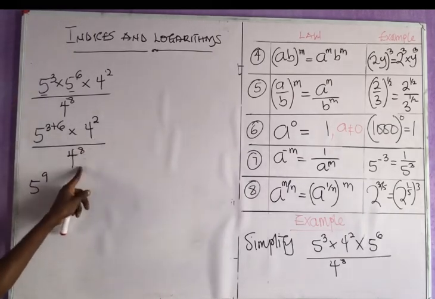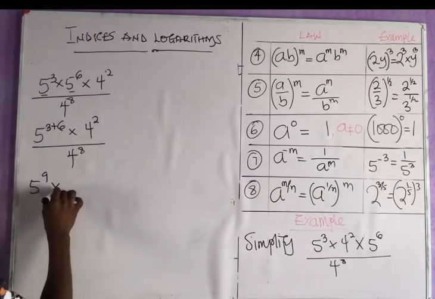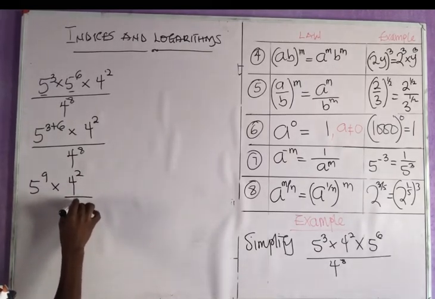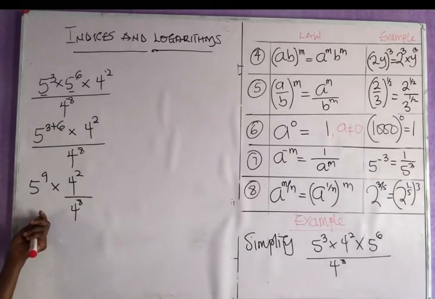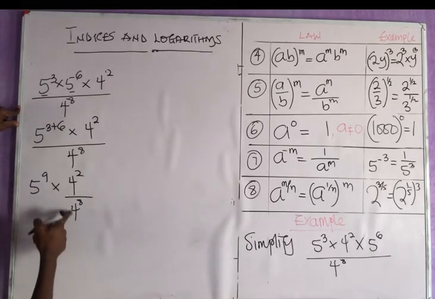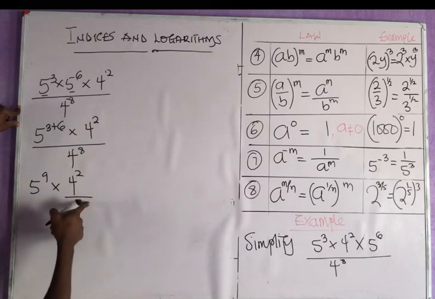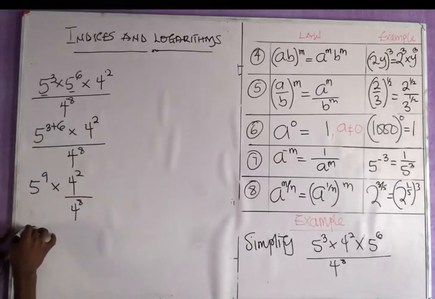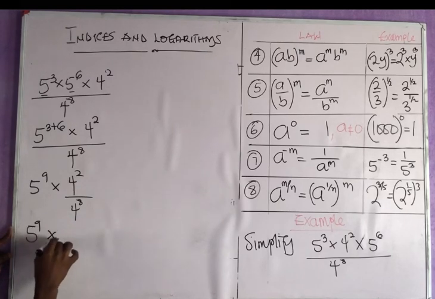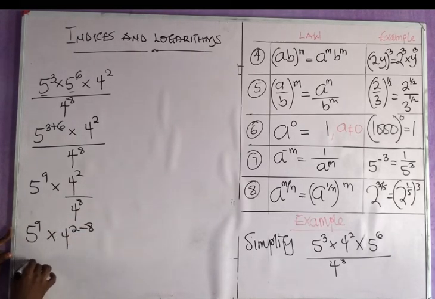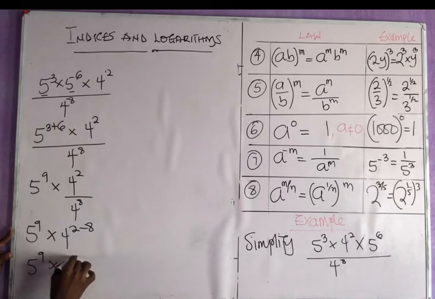And you see this and that, I can write it this way: 4 to the power 2 over 4 to the power 8. But this is multiplication, so you can easily write it this way. So from here, the same base and they are dividing. So what does the law say? When they are dividing, you subtract their powers. So 5 to the power 9 times 4 to the power 2 minus what? 8. So 5 to the power 9 times 4 to the power negative what?